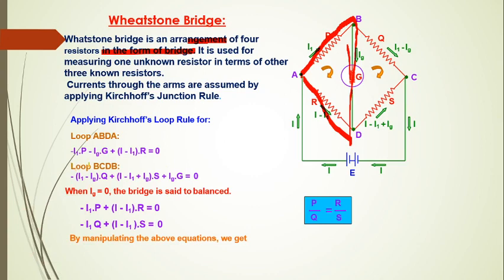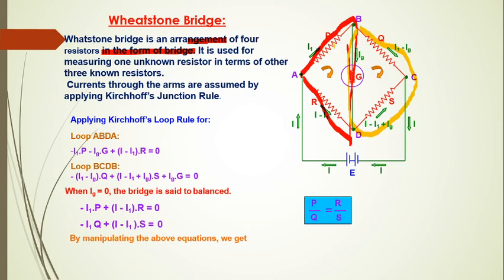Let us take another loop, B, C, D, B. In this loop, when we pass from B to C in the direction of the current, it is minus, so minus I1 minus Ig into Q. Then, opposite to the direction of current, I minus I1 plus Ig into S is plus. And here again, the current through the galvanometer, capital G, is opposite to the direction of current, so again it is plus.